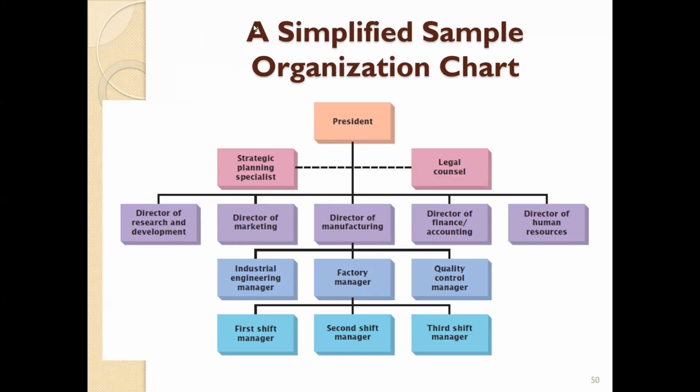And then you have the different headings in this particular one. Then director of research and development, director of marketing, director of manufacturing, finance, accounting, human resources. And most organizations have a similar kind of structure. Not necessarily; the company can run with a different structure to fit the corporation, but this is a typical one.